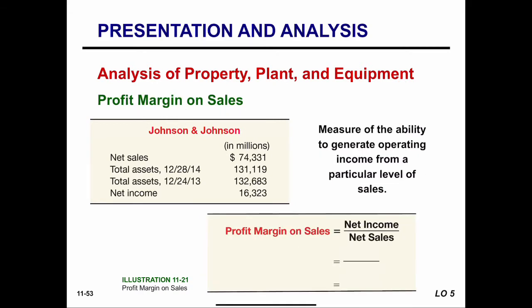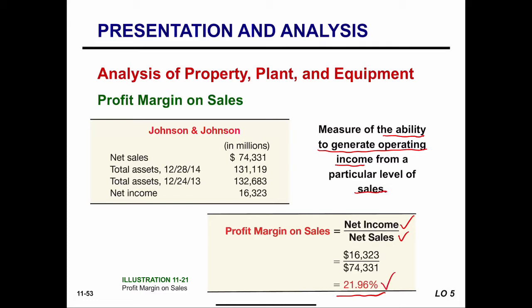Another one is profit margin. So profit margin is defined as the bottom line of income statement, net profit, divided by the top line of income statement, net sales. So we have this information. So the profit margin of this firm is 22%. Profit margin shows a firm's ability to generate profits from a particular level of sales.